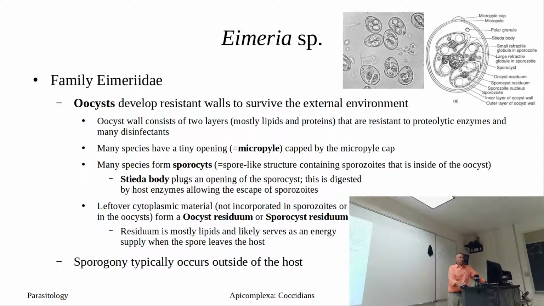Some of them also have these residual structures. There's an oocyst residuum, a sporocyst residuum. This is basically leftover cytoplasmic material that hasn't been incorporated into any of the sporozoites, oocysts or sporocysts. This is mostly lipids. It's thought that maybe these could serve as an energy supply when the spore leaves the host. But this is also useful in identification.